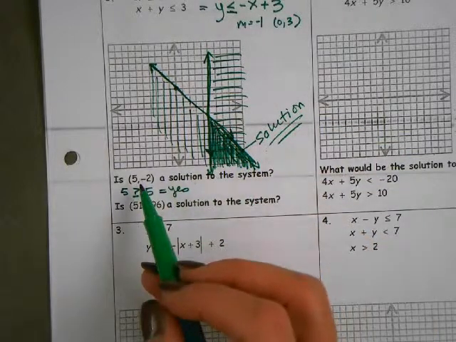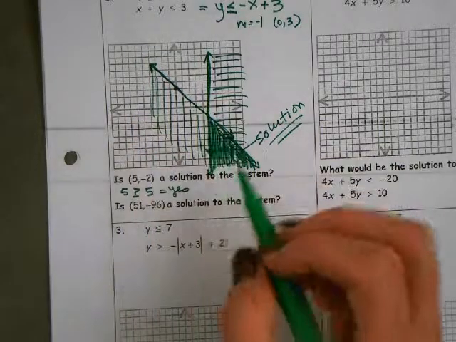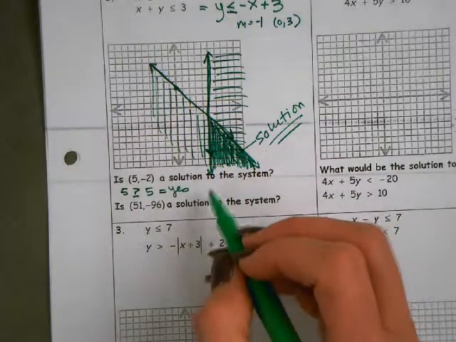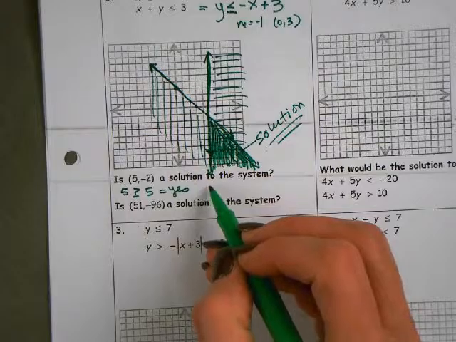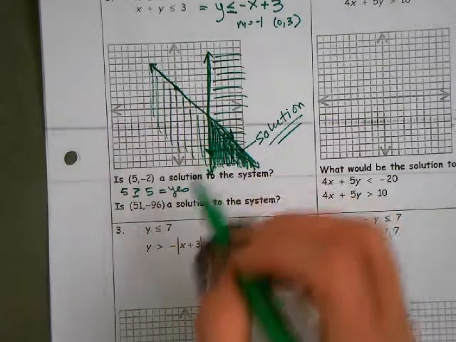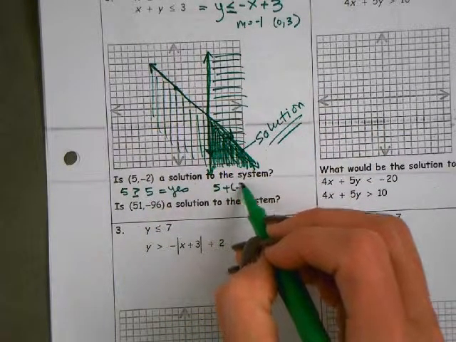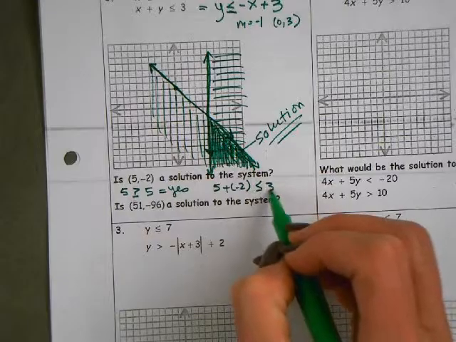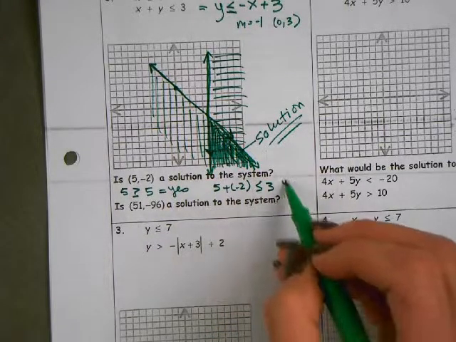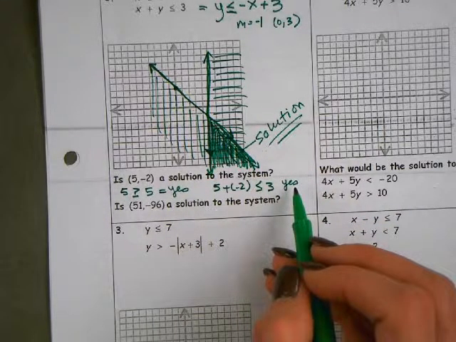Okay? And then if I put 5 in the other one, so you plug in the 5 and -2, so on the equation it's going to be 5 plus a -2, is that less than or equal to 3? And that is, so therefore that is yes, so therefore it's a solution, okay?